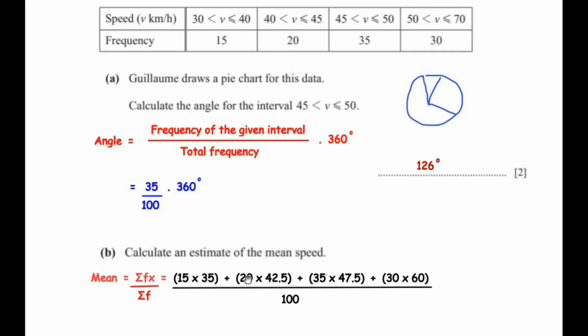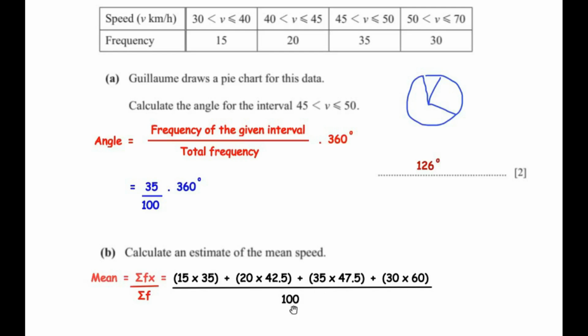So the frequency is 20 times the midpoint of 40 to 45, which is 42.5, plus the frequency of the third interval, 35, times the midpoint of this interval, which is 47.5, plus 30 times the midpoint of this interval, which is 60. Divided by the total frequency, that is the total number of cars, which was 100.